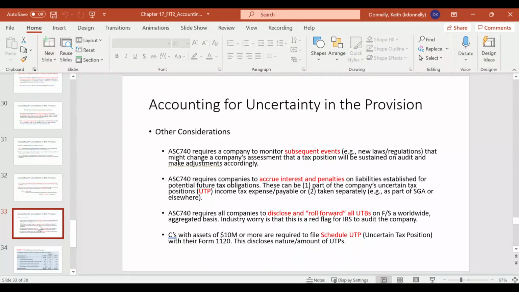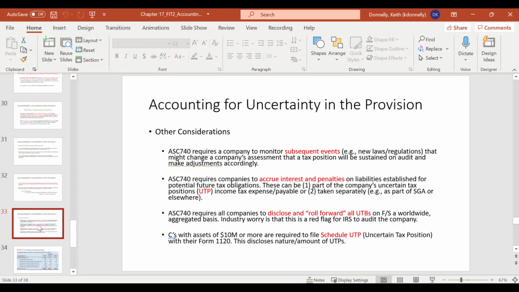Other considerations here: when you're looking at uncertain tax positions, you have to be aware of all of the facts and circumstances. So ASC 740 requires a company to monitor subsequent events. Are there going to be new laws or regulations that could affect the probability analysis here? If we know the tax reform is coming or that they're changing the law directly on this deduction, we'd have to be aware and cognizant of that.